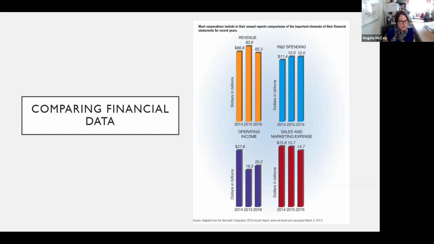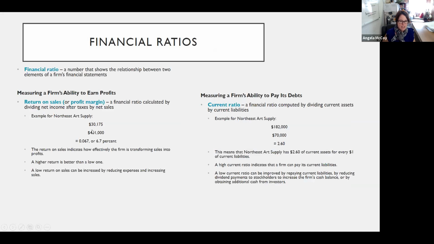So next we're going to go to financial ratios. A financial ratio is a number that shows the relationship between two elements of a firm's financial statements. Like the individual elements in a financial statement, these ratios can be compared with those of competitors, with the industry average, and with the firm's past ratios from previous accounting periods.